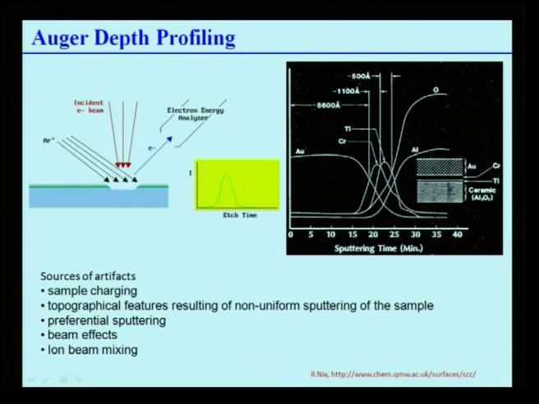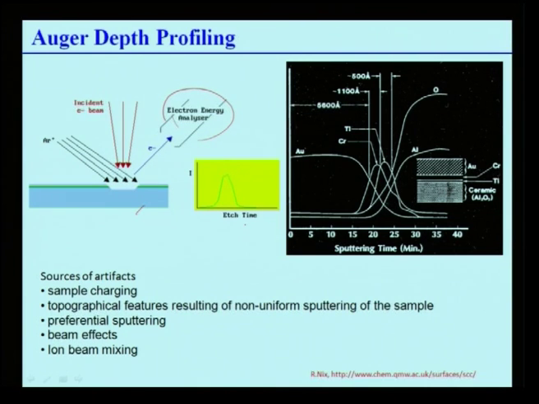Next thing, after giving you an idea of chemical shift, chemical detection of different elements or different compounds as well as quantification, let us go to depth profiling, Auger depth profiling. Well, what is Auger depth profiling actually? As you know, this is a sample suppose, and you have an incident electron beam coming in, and then it generates Auger electrons. It goes to the electron energy analyzer, and then you get the peaks. Many times, you can routinely get these peaks.